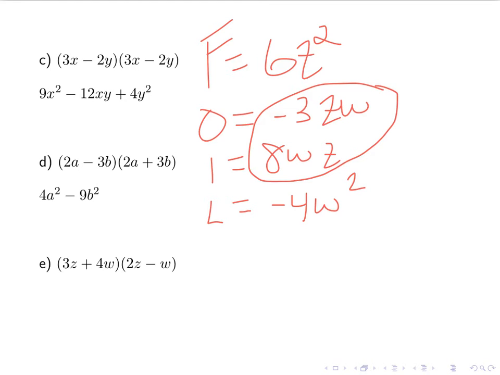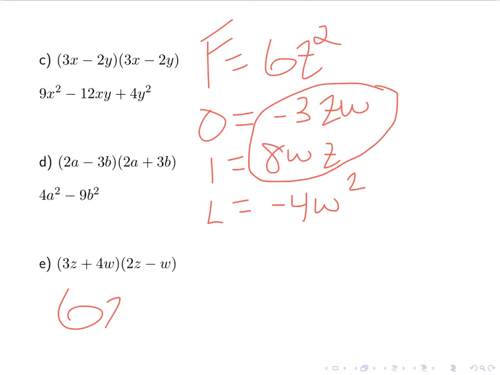Our outer and inner are the same terms, they're like terms. Even though I have zw and then wz, remember multiplication's commutative, it does not matter the order. They just have to be the same variables raised to the same power. So they both have a z to the 1, they both have a w to the 1. So they are like terms and I can combine them.